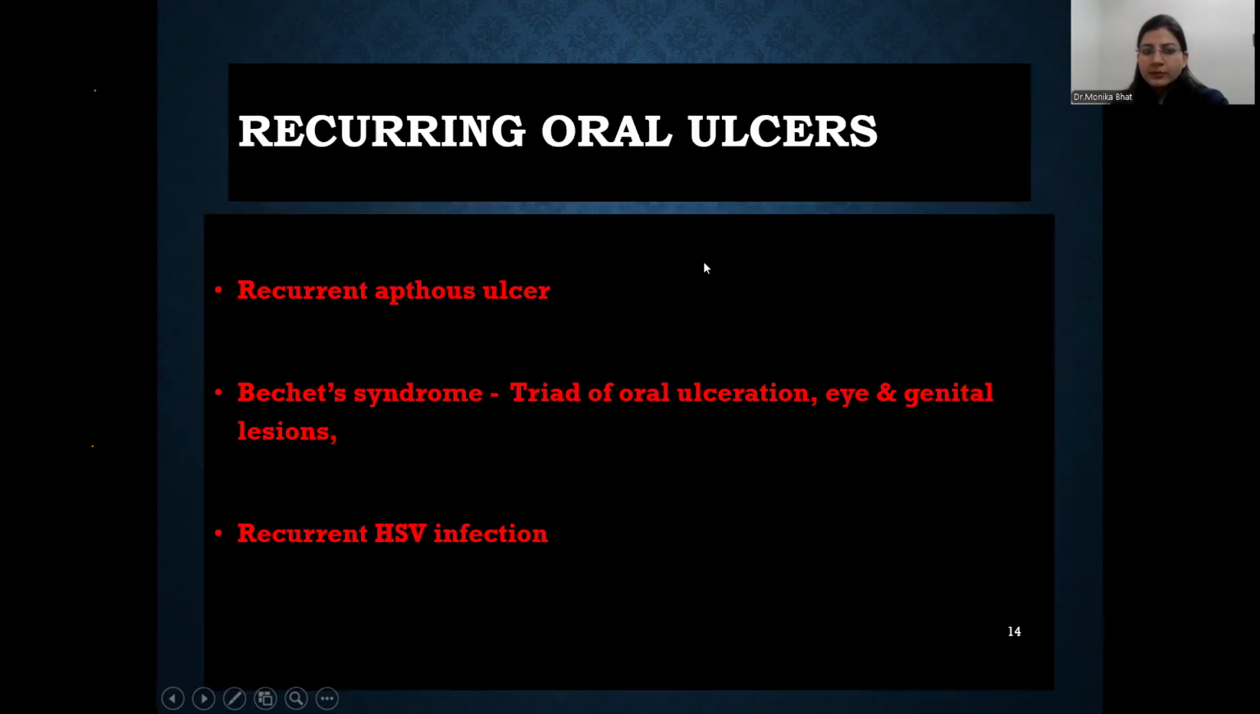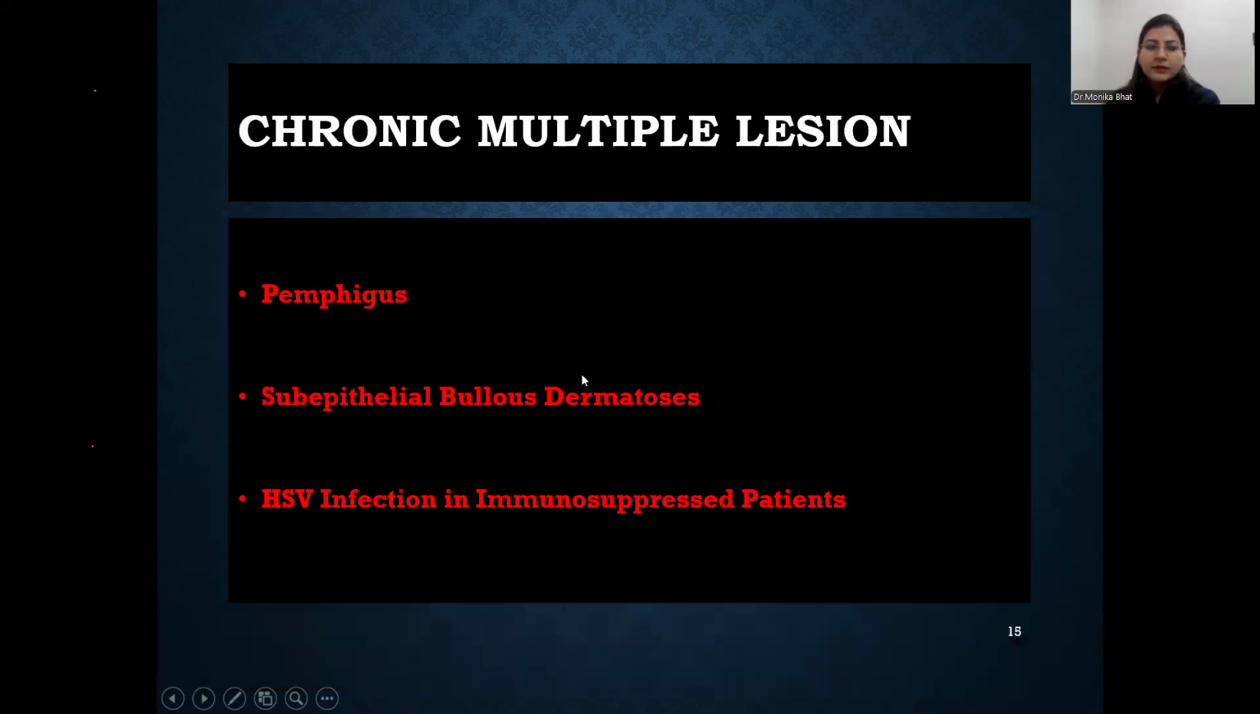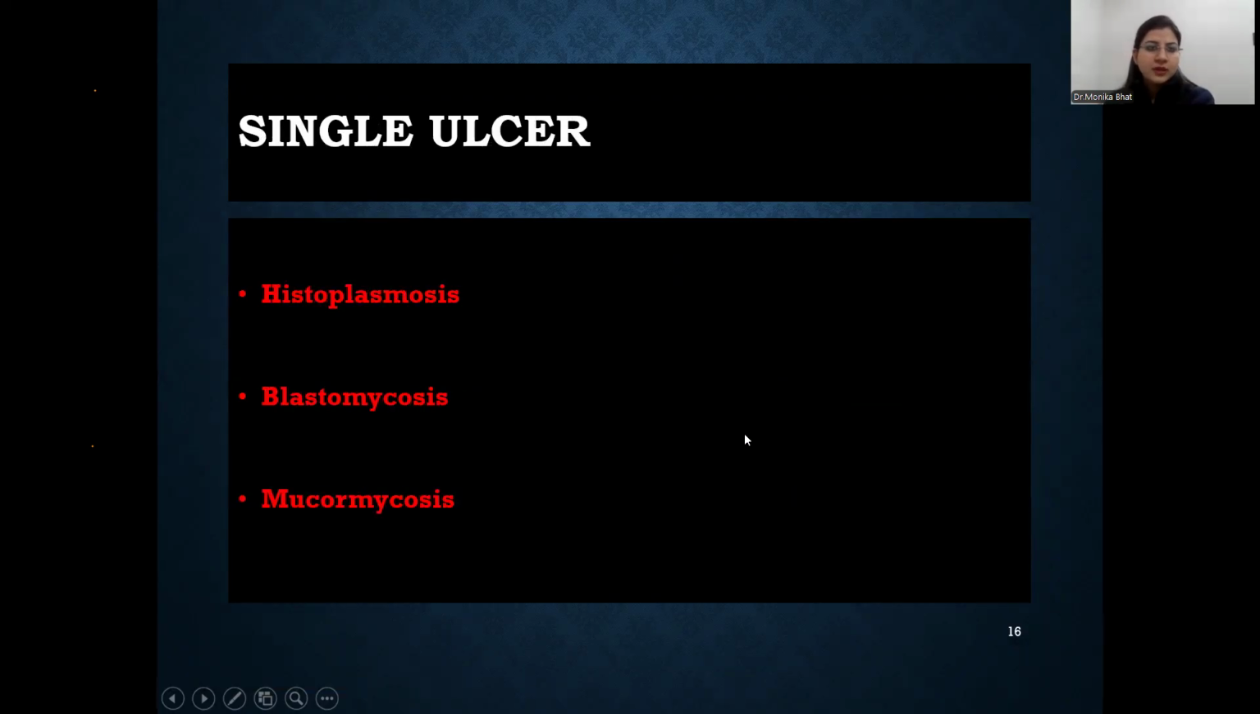Examples can be the recurrent aphthous ulcer, commonly seen, then Behcet's syndrome, where we have the triad of oral, genital and eye lesions, and recurrent herpes simplex virus infection. Then chronic ones are pemphigus, pemphigoid, and HSV infection in immunocompromised patients. In the single ulcers, we have major single ulcers in the patient, such as histoplasmosis, blastomycosis, and mucormycosis. Mucormycosis was very commonly seen in patients who had COVID or coronavirus infections.